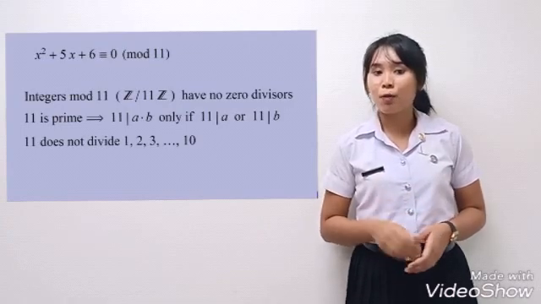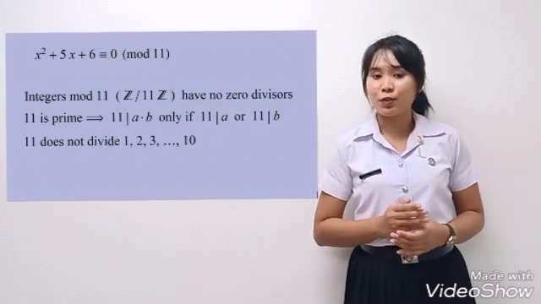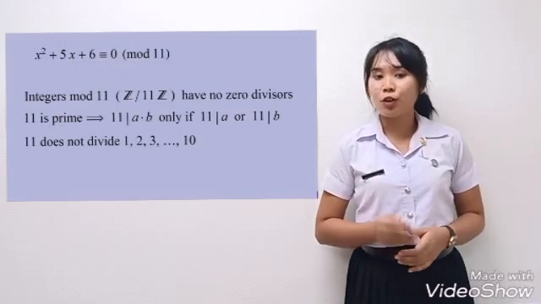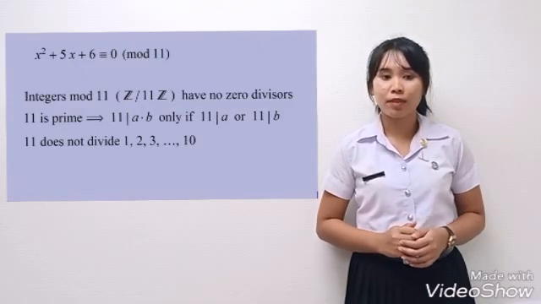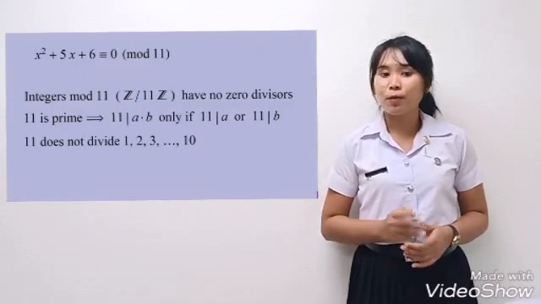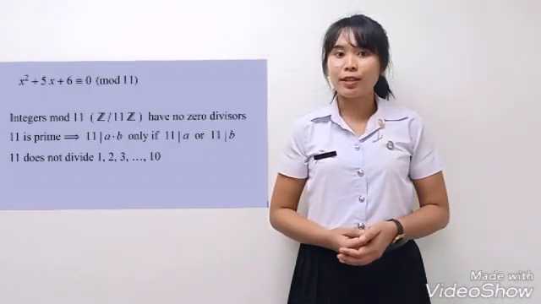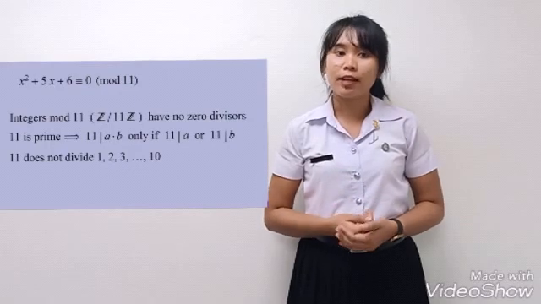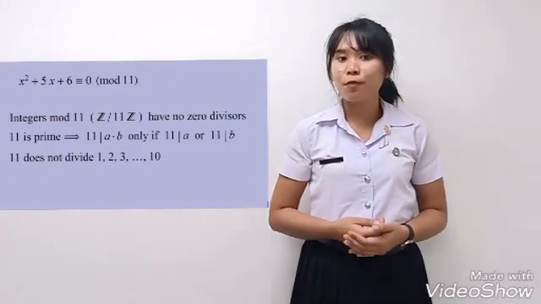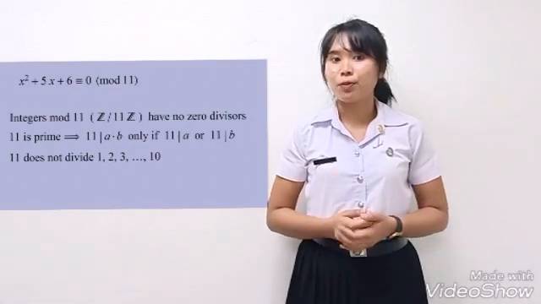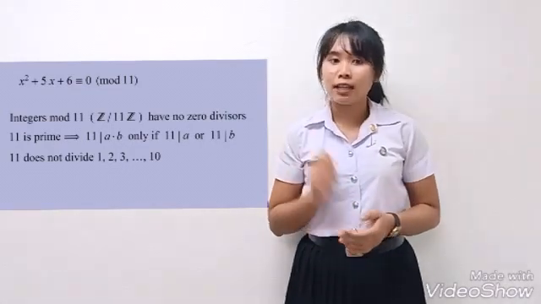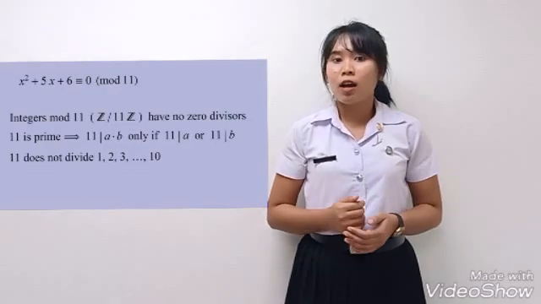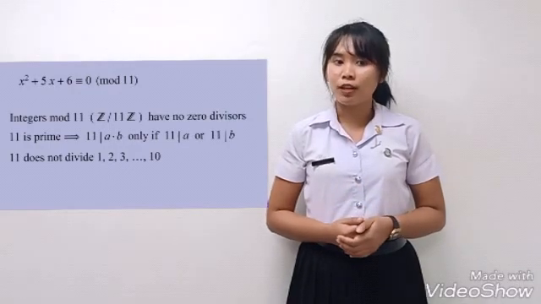Except this time, we will work mod 11 instead of mod 12. The integers mod 11 do not have any zero divisors. This is because 11 is a prime number. The only way the product of two numbers is a multiple of 11 is if one of the numbers is divisible by 11, and none of the integers 1 through 10 is a multiple of 11.